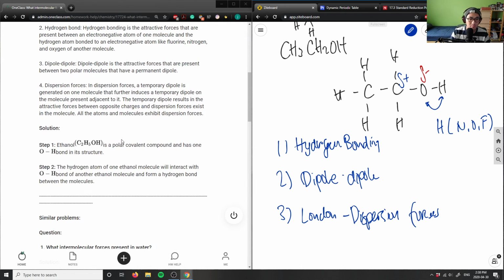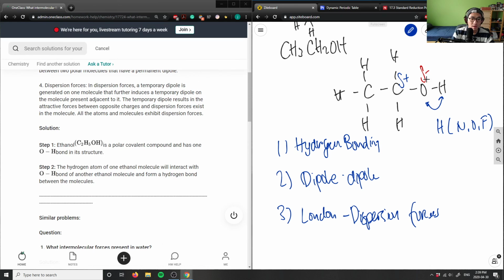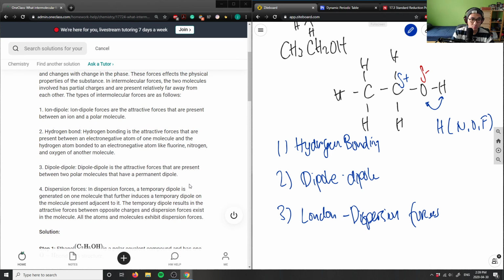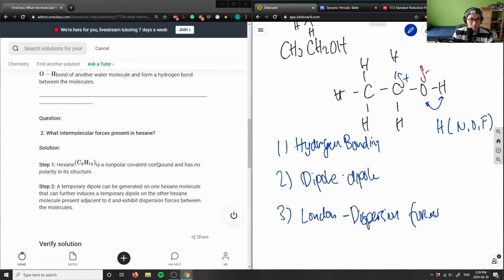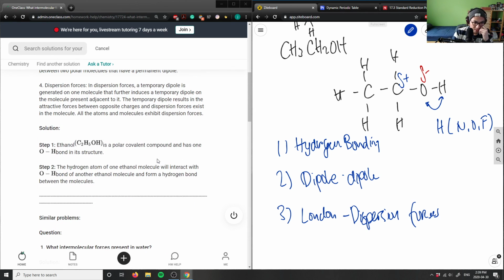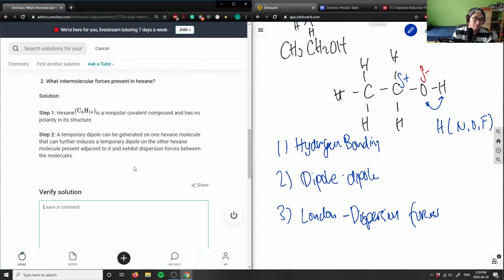So let's see here, solution here. Solution says ethanol is polar covalent, has an OH bond. That's good. The hydrogen atom of one ethanol molecule will react with the OH bond of another ethanol molecule to form hydrogen bonding between the molecules. So this here is good. So I have hydrogen bonding here as well. And I don't think they said dipole or dispersion forces here. So I believe that this solution here is incomplete because they forgot dipole and London dispersion forces.